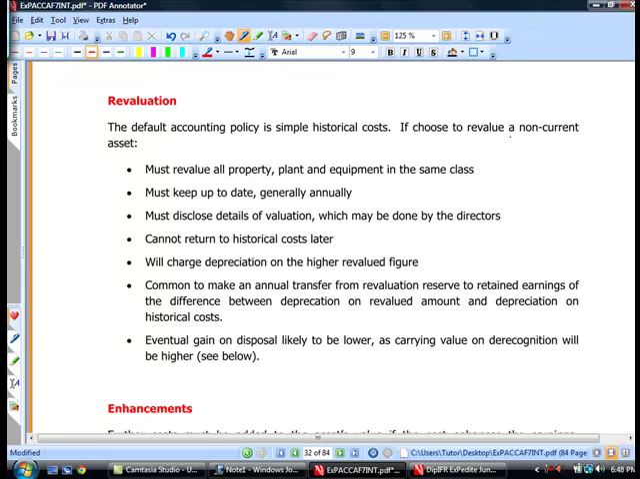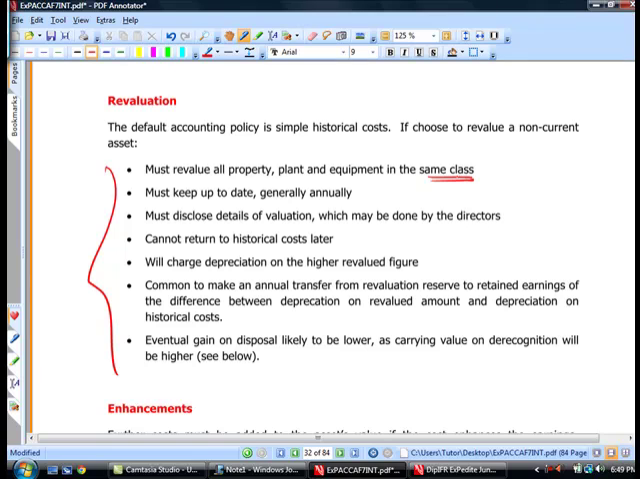If we choose to revalue an asset, the following should be kept in mind. You have to revalue the whole class. So I can revalue land and buildings. That does not necessarily mean that I should revalue, I don't know, fixtures and fittings also. But I cannot revalue only one building, the one which is sitting downtown, and forget about the other buildings which I have. We must keep it up to date.